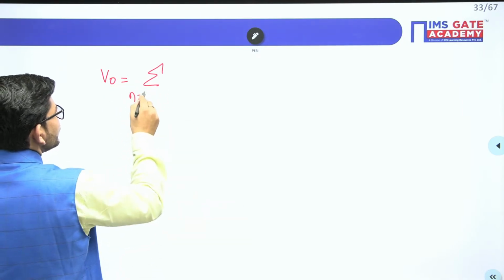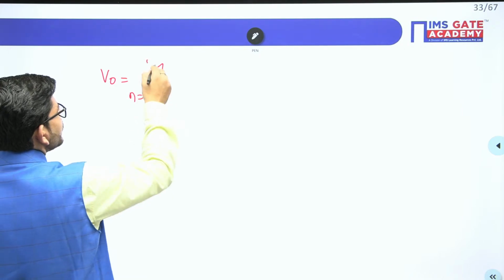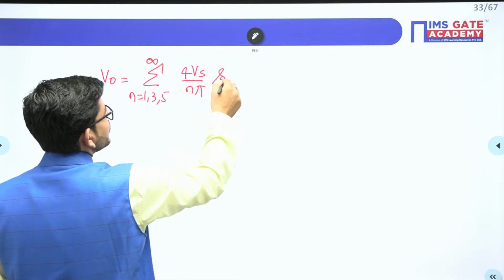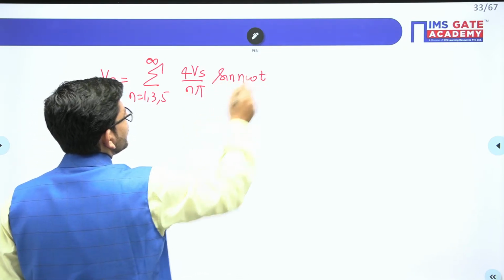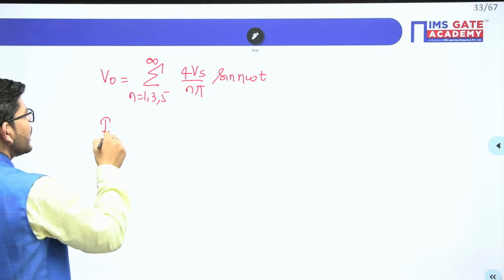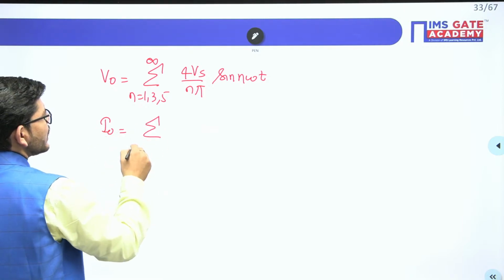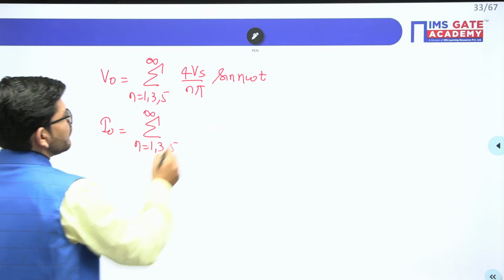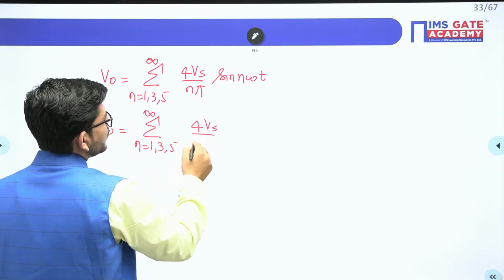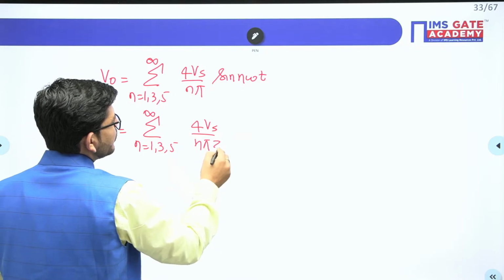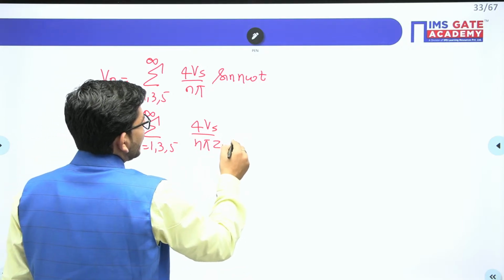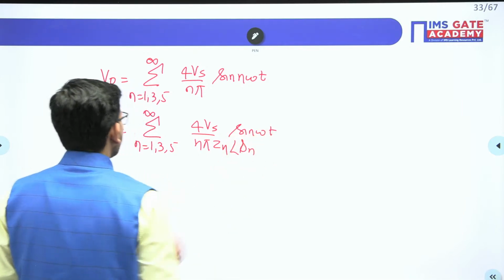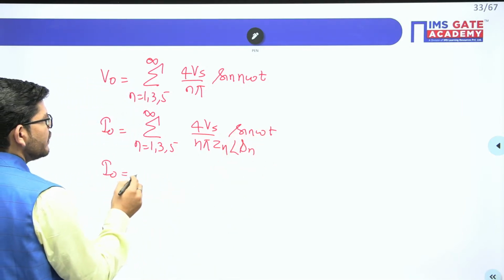We have already written in the previous problem, we have the sum over n = 1, 3, 5 to infinity of 4Vs upon n pi sine n omega t. Now what will be the current? In order to calculate the current, you divide each term by Zn angle phi n, the impedance. Okay. Now what do we have in our case?